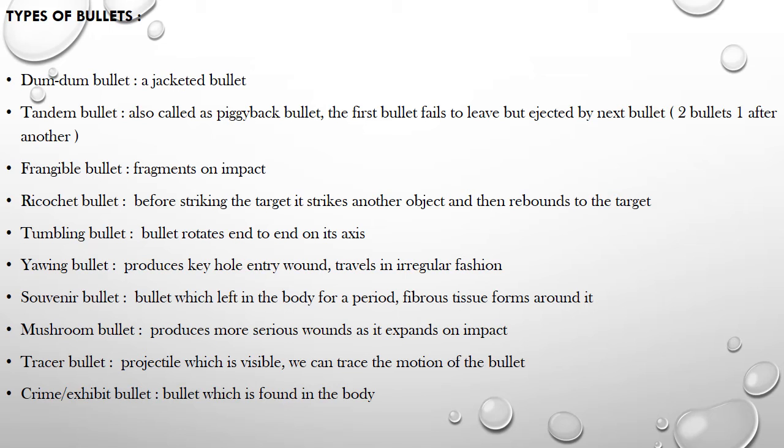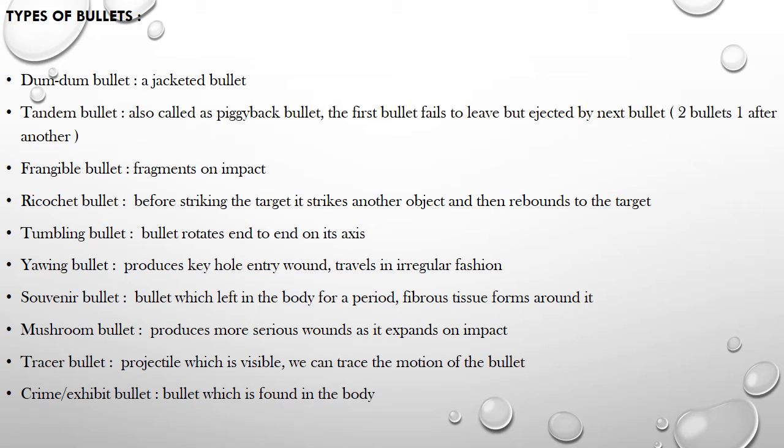Here I am giving various types of bullets. Dum-dum bullet is a jacketed bullet. Tandem bullet, also called piggyback bullet, is when a bullet fails to leave the barrel, it will be ejected by the next coming bullet. That means two bullets come one after another. It is called a tandem bullet. Frangible bullet is one which fragments on impact. Ricochet bullet is a bullet which strikes an intervening object before striking the target. It is called a ricochet bullet.